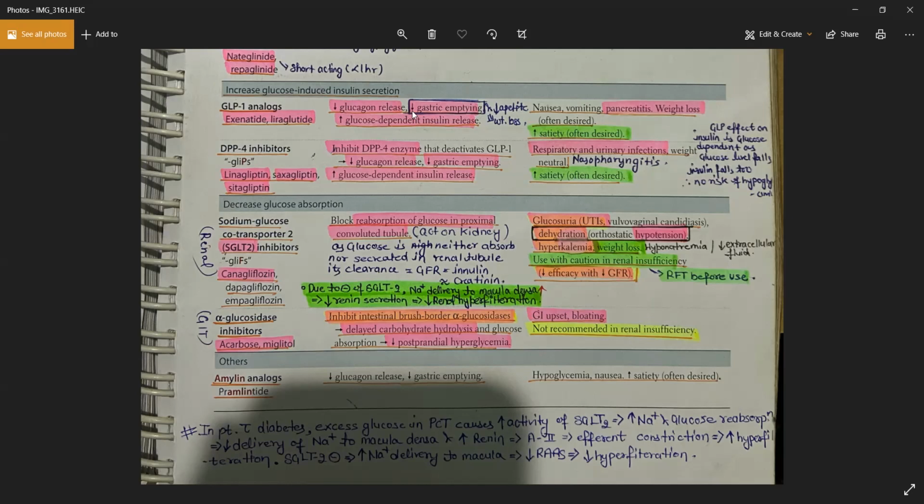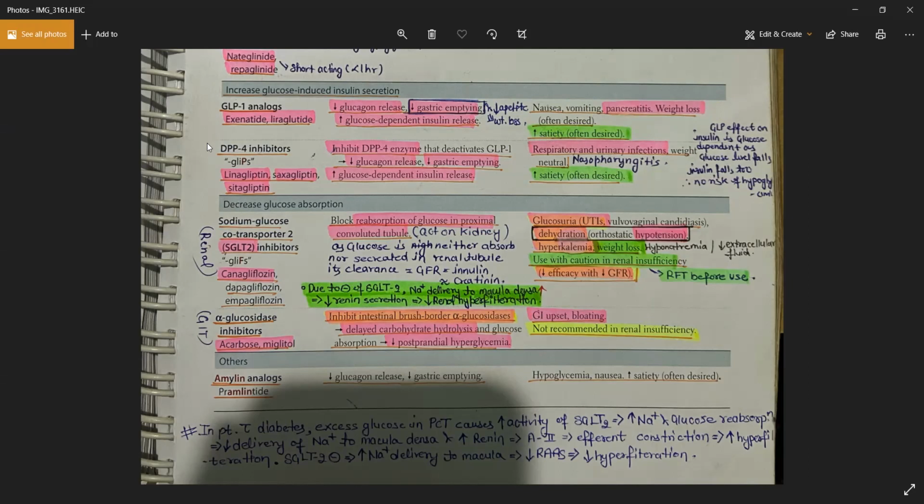The important side effects again include nausea, vomiting, and pancreatitis. Pancreatitis is very important. These drugs can cause acute pancreatitis. We will discuss all the causes of pancreatitis later in the GI section, and one of them is the GLP-1 analogs. They can also cause weight loss, which is because of the loss of appetite, because of the early satiety, right?